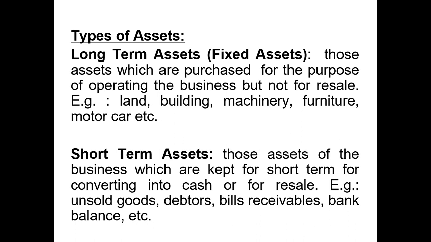Debtors, these are the customers who have purchased the goods from the firm on credit. So they are going to give us the cash back. Therefore the debtors are short-term assets. Bills receivable, these are the amount of bills which are to be received. Then bank balance, always bank balance would be a benefit for the firm. So all such items are short-term in nature.